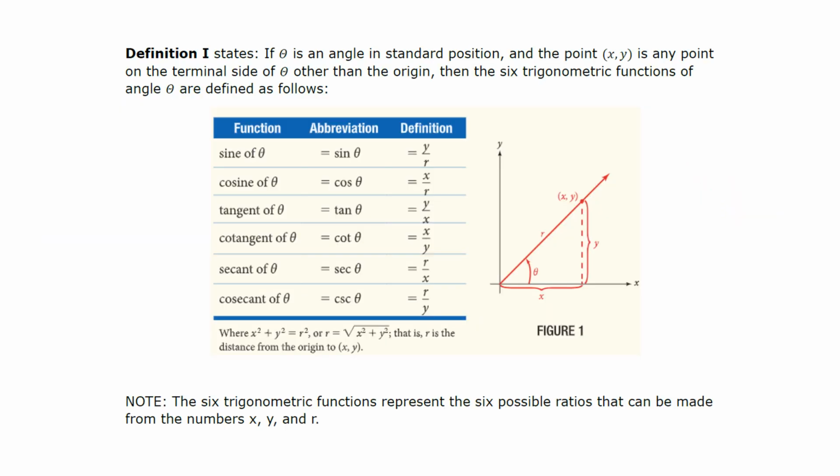So Definition 1, what this whole section is built off of, states: if theta is an angle in standard position and the point (x, y) is any point on the terminal side of theta other than the origin, then the 6 trigonometric functions of angle theta are defined as follows. Sine of theta equals y over r, cosine of theta is x over r, tangent of theta is y over x, cotangent of theta is x over y, secant of theta is r over x, and cosecant of theta is r over y.